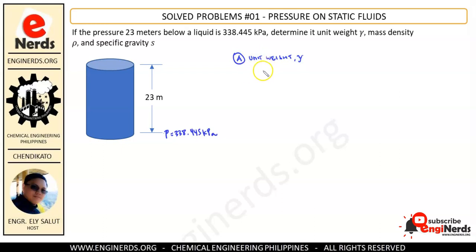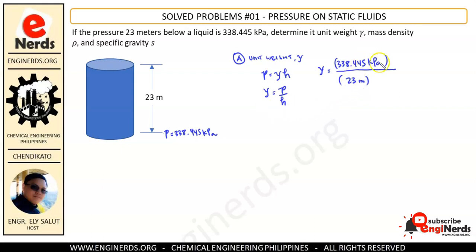Okay, so we learned from our lecture that pressure is equal to the unit weight times the height. So this time, ang hinahanap is ang ating unit weight. So this is equal to pressure over height. Okay? So therefore, our unit weight is equal to our pressure, which is 338.445 kilopascal over our height, which is 23 meters.